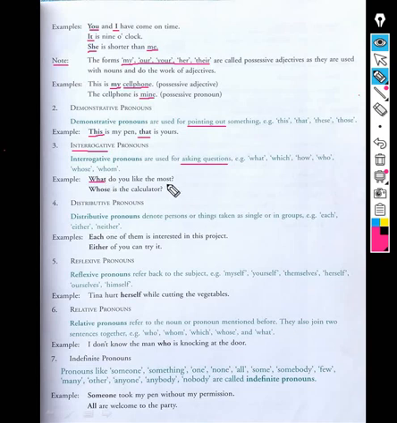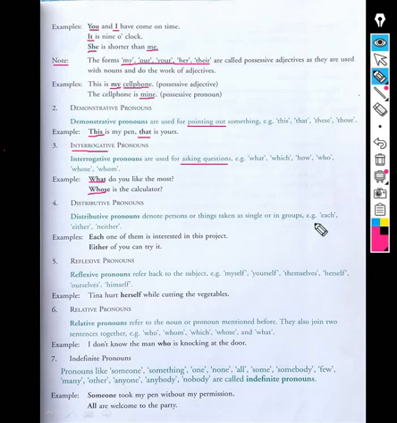For example, you say, I like mangoes. So someone is asking about mangoes, a noun. So he will ask, what? What do you like the most? Whose is the calculator? Whose here is also asking a question. So this is interrogative pronouns. Number 4 is distributive pronoun. From distribution, distribute, taqseem karna. Distributive pronouns denote, mean refers to persons or things taken as single or in a group.